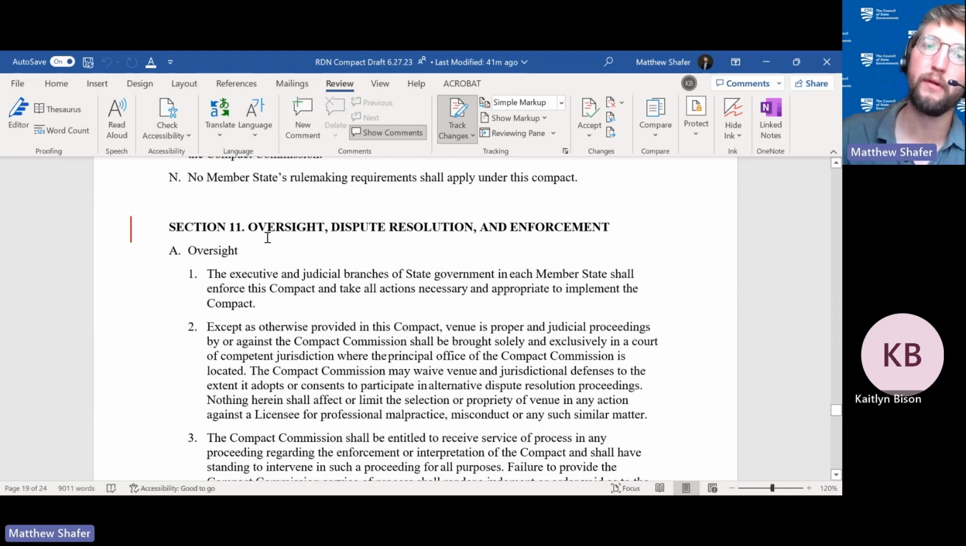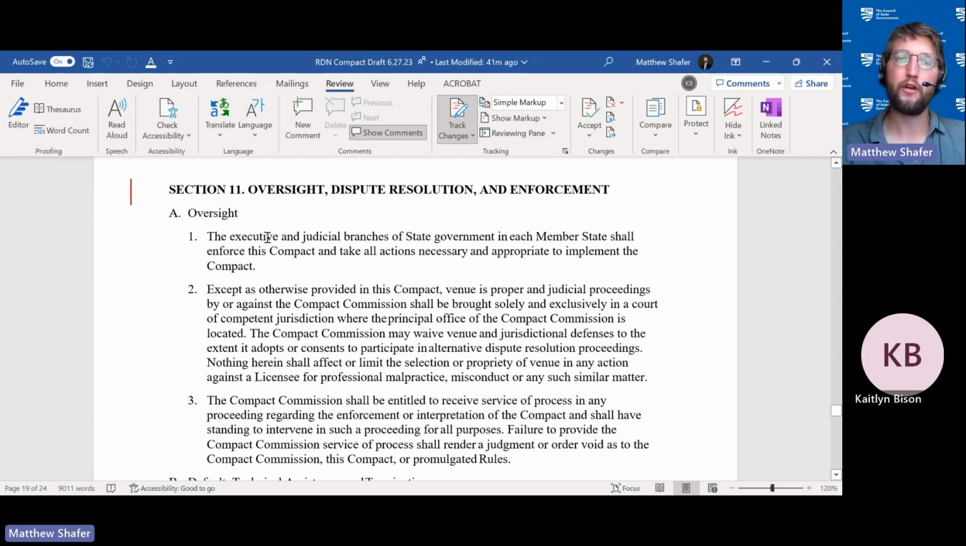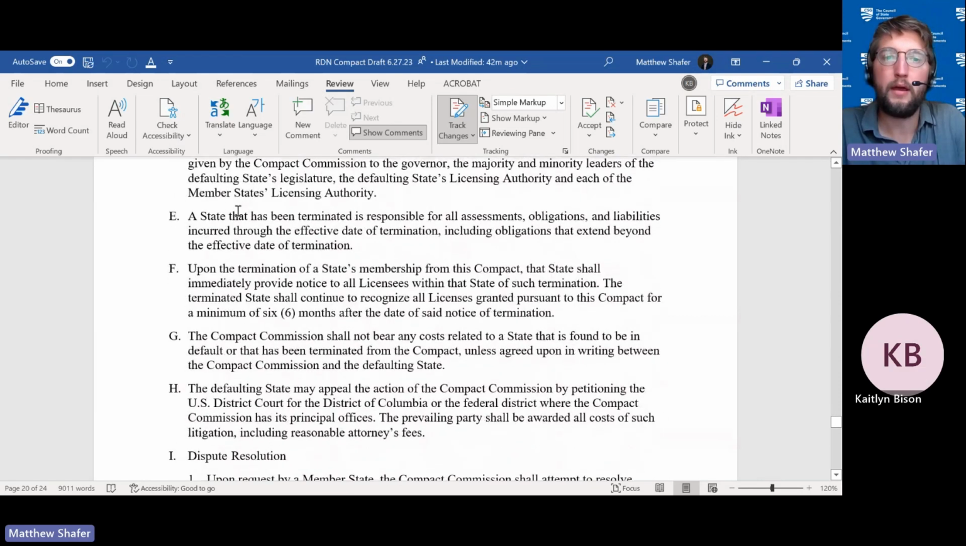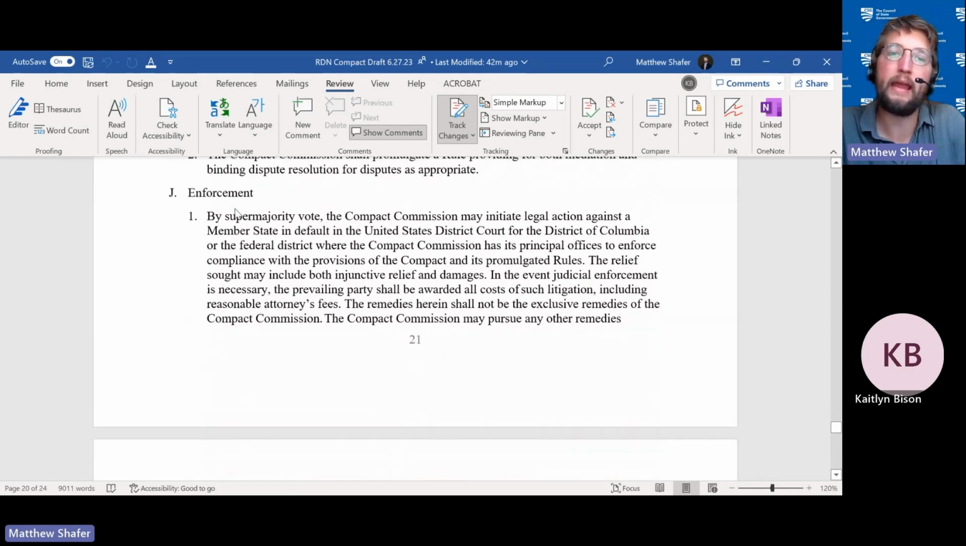Section 11, oversight, dispute resolution, and enforcement. Because this is a contractual agreement between states, there is a dispute resolution process in place for if there are members of the contract that are not holding up their end of the bargain. So this is the process for bringing a state back into compliance if they are not holding up what they're agreeing to by signing on to this compact. So it's how the states oversee one another and resolve any potential disputes, and it talks about the termination process if there can't be a resolution.